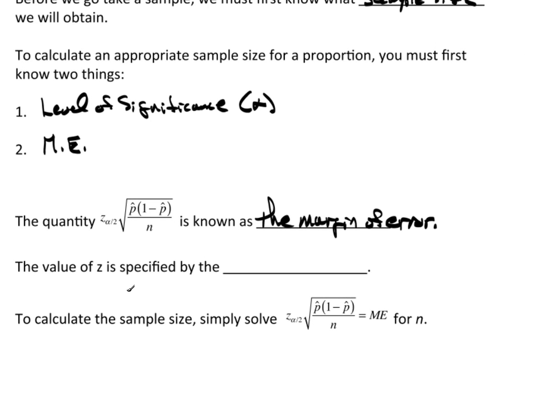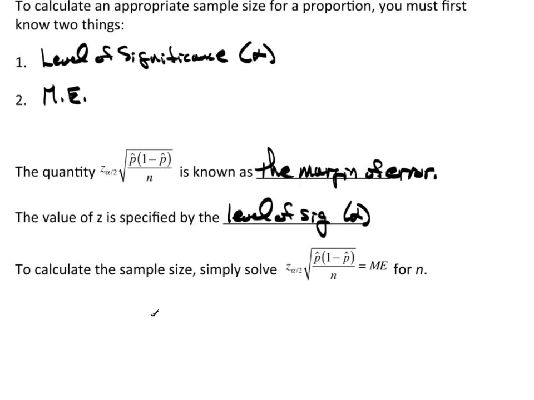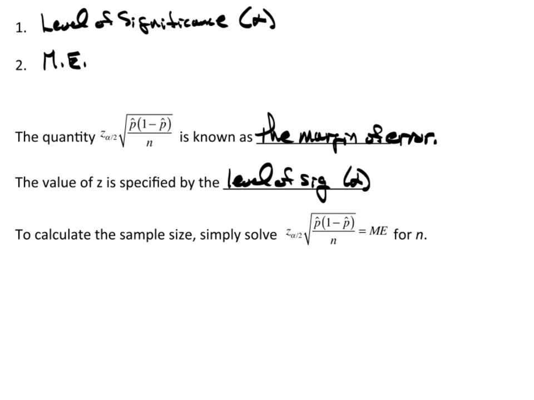The value of z is specified by the level of significance, alpha. So when you specify alpha, that specifies z. So to calculate the sample size, all we have to do is take this, set it equal to the margin of error that we specify, and solve for n. So let's just do that algebraically here real quickly.